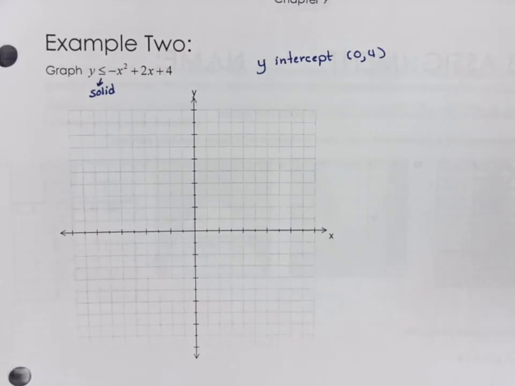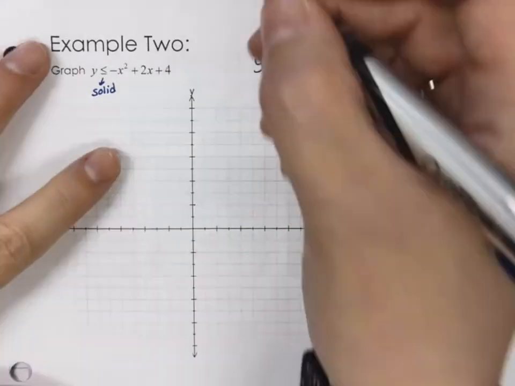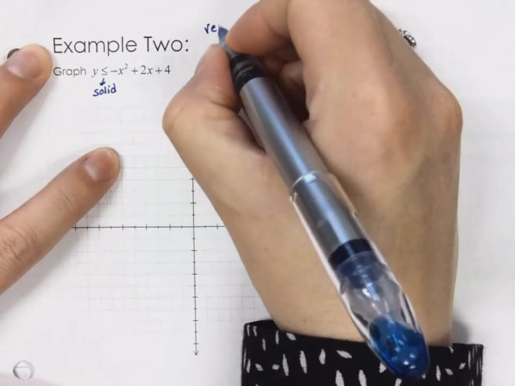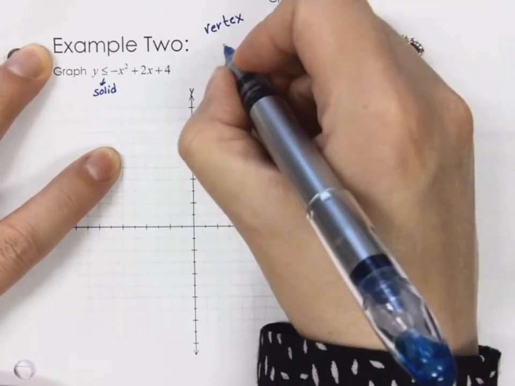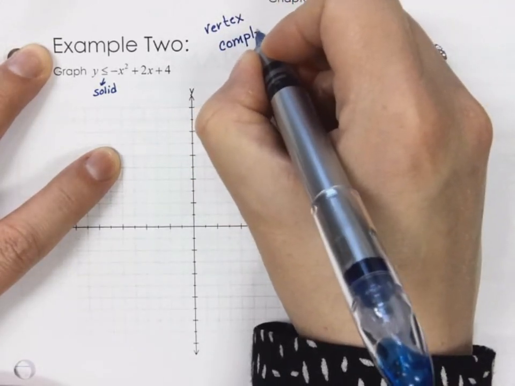So we need to find the vertex. So finding the vertex, you can find it 2 ways. To find the vertex, you're going to complete the square.